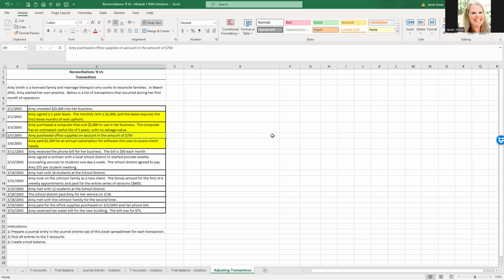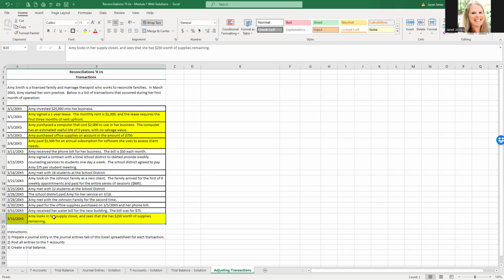Then we have office supplies. Again, this is paying for something up front and then using it down the line. We aren't told how much supplies we would have left, so let's just add something here. I've added down here at the bottom that Amy looks in her supply closet and sees that she has $250 worth of supplies remaining. So in the beginning, she had purchased $750, and now she's used up $500 worth and only has $250 remaining.